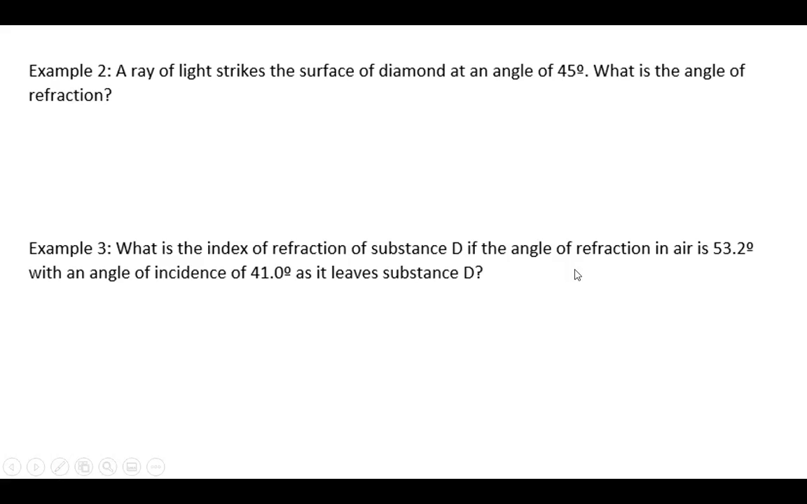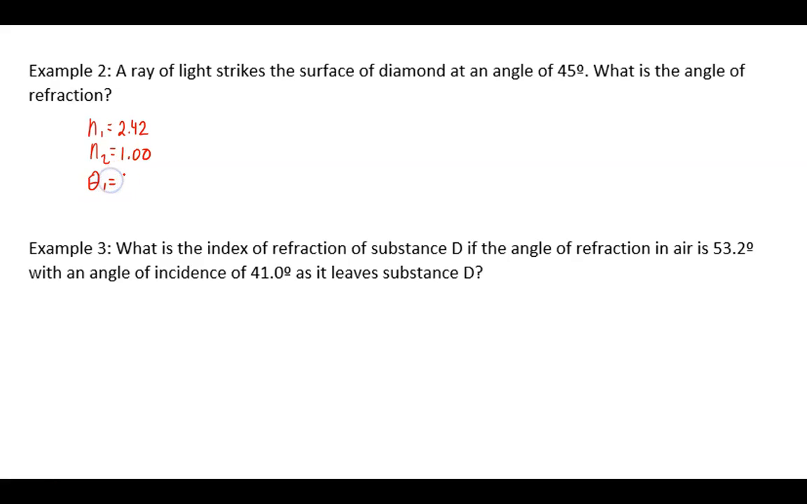Let's take a look at a second example here. This one we're looking for the angle as it's in diamond. Again, we know the angle of incidence and the index of refraction, but we're going to call n1 diamond because we're looking for the angle in diamond. n2 is 1.00.